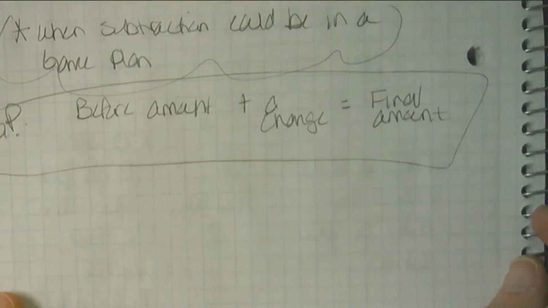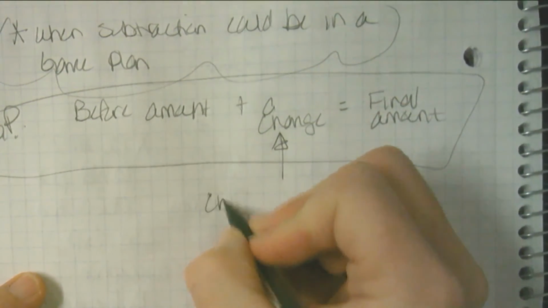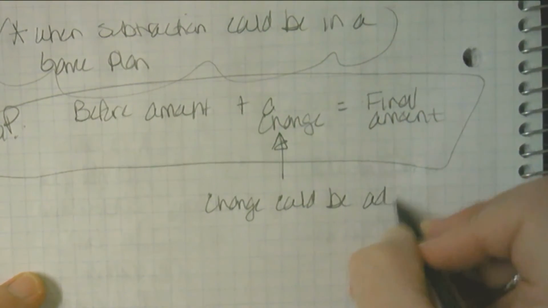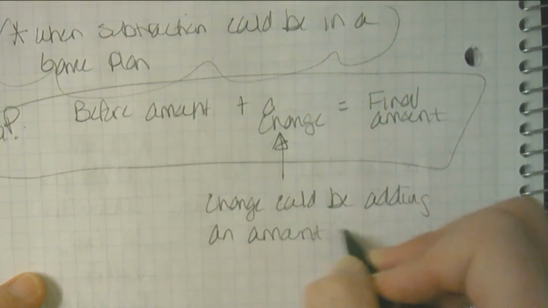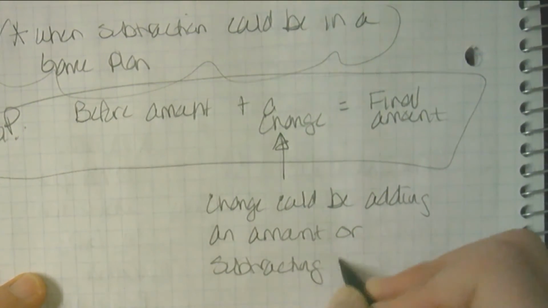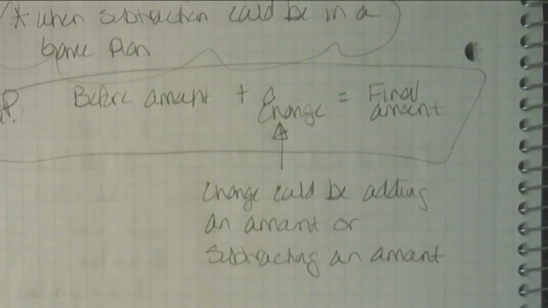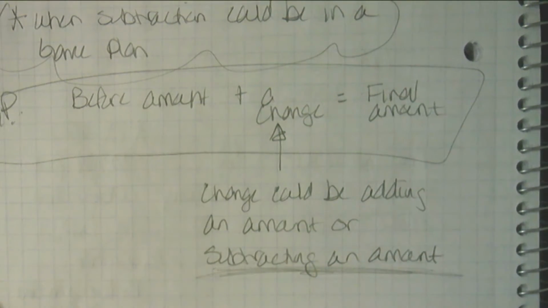it is possible that we have subtraction because this change could be adding an amount or subtracting an amount. All right, so this is when you may have subtraction in your game plan. You know, when we are subtracting something off.